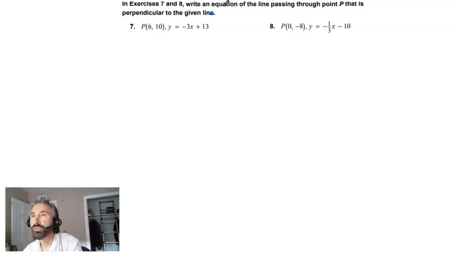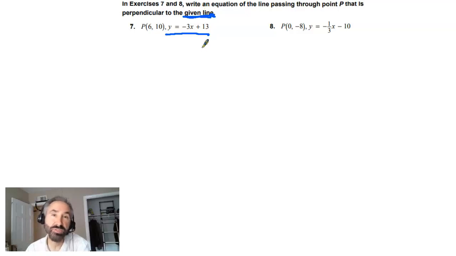Again, the line that we're given, the given line, is this. It's this guy right here. It's y equals negative 3x plus 13. Y equals negative 3x plus 13 is the equation of a line, and we will refer to it as the given line in this problem.